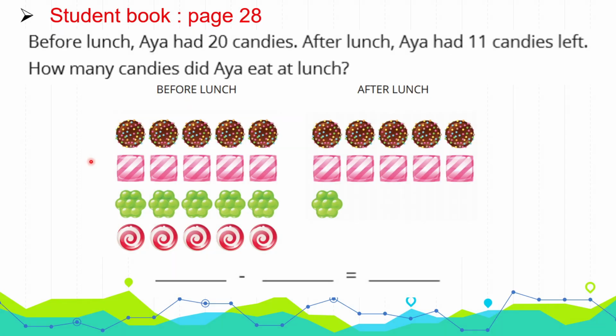This question is from the student book from the school book, page 28. Before lunch, Aya had 20 candies. After lunch, Aya had 11 candies left. How many candies did Aya eat at lunch?